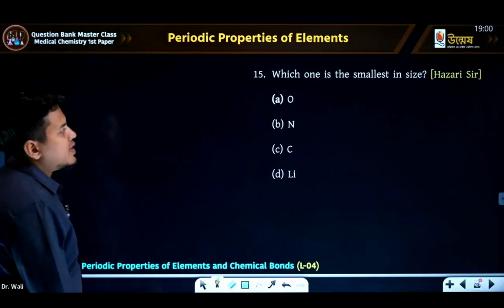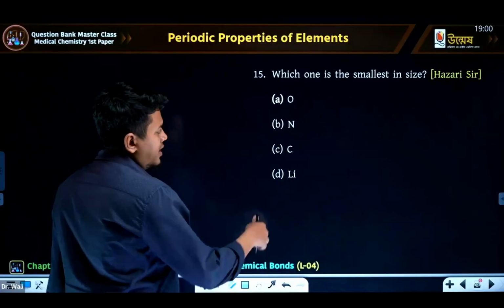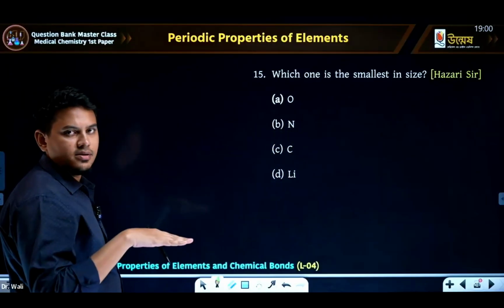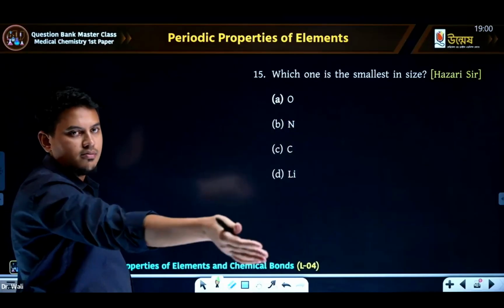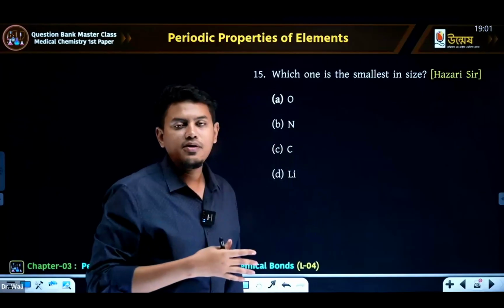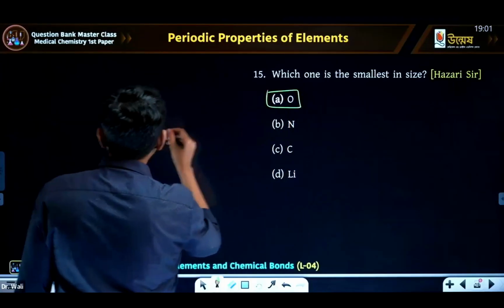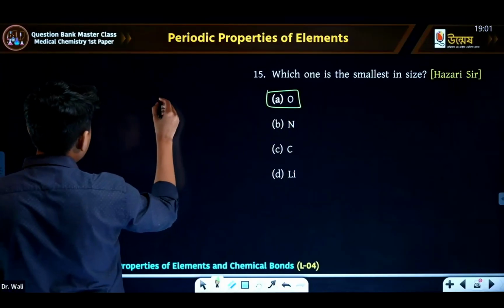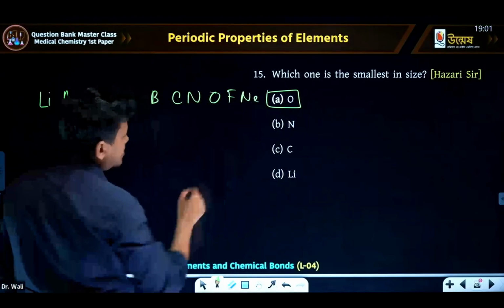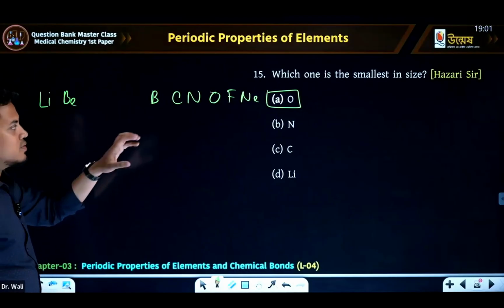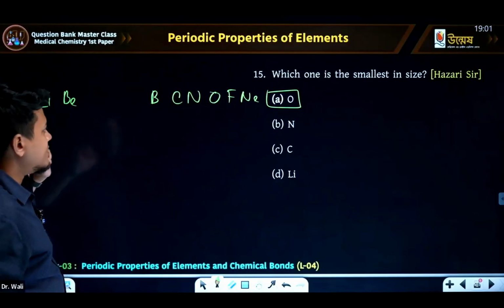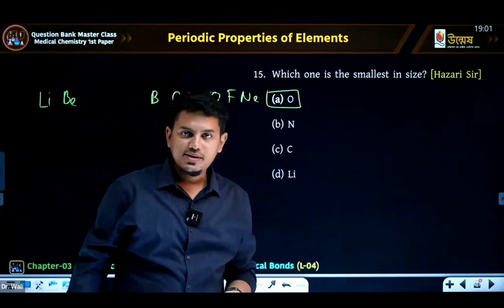Okay. Which one is the smallest in size? In this case, as we can see, oxygen, nitrogen, carbon, lithium, all of them are in the same period. So the element located at the extreme right among all these four will be the smallest one. We know lithium, beryllium, boron, carbon, nitrogen, oxygen, fluorine, right? In this way, we determine the second period members. As we can see, oxygen is located at the right side, then carbon, nitrogen, and lithium. So oxygen should be the smallest one, and the largest one will be lithium.